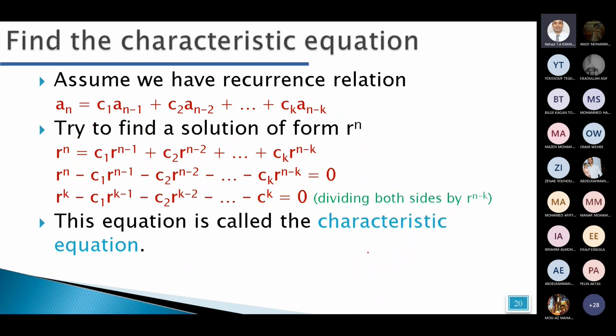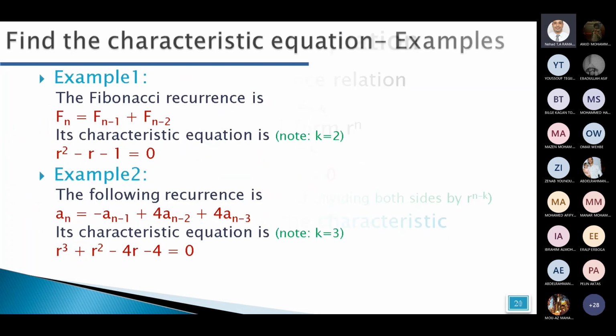By example, I will show you. So from this one, we will find this one. a_n becomes r^k, r^(k-1), until you reach the constant without r, equal to 0. Then you can solve this equation. Okay, let's take it by example.